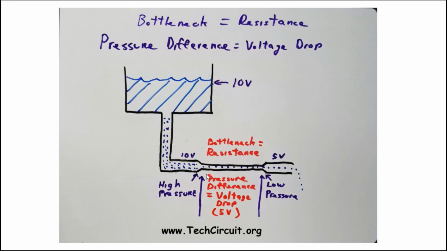The bottleneck impedes the flow of water and causes a pressure difference between the left side, as in this image, and the right side. And as you can see, the water is backing up on this side as it tries to be forced through this bottleneck in the pipe. This pressure difference is analogous to a voltage drop across a resistor.